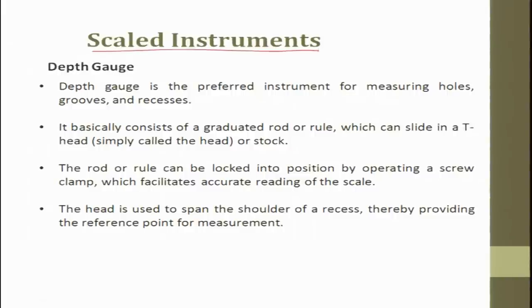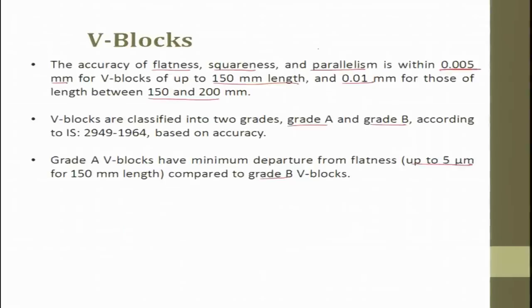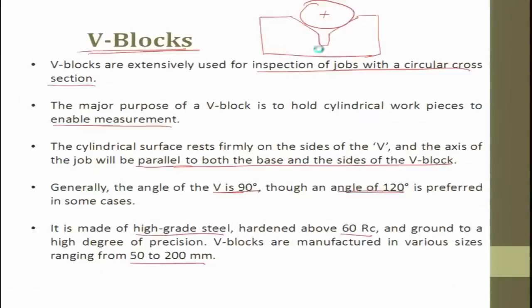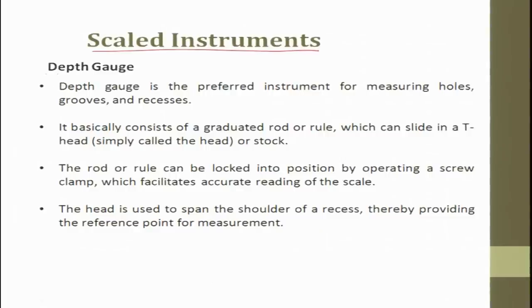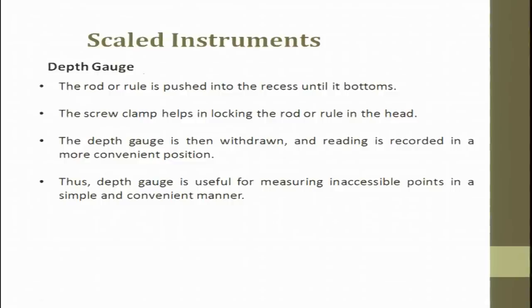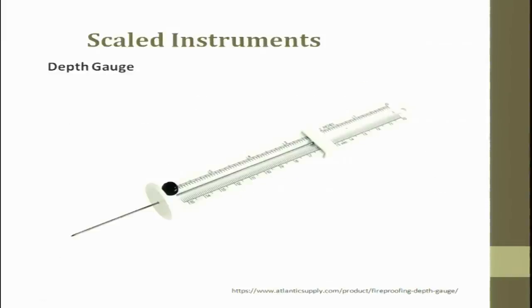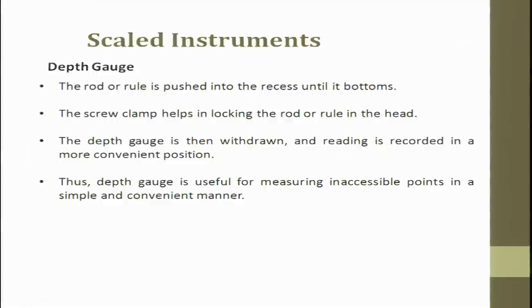Next is scaled instruments. So, till now what we saw was linear. Now, we are going to see scaled. First is the depth gauge. Let me first show you a depth gauge. So, this is a depth gauge. You have several graduations, you have a pin or a plunger. This goes inside the hole, you try to fit it inside the hole, and correspondingly this is adjusted in height, and then you can see the graduation, what is the depth it has gone inside the hole, and measure it. So, this is a depth gauge measurement.